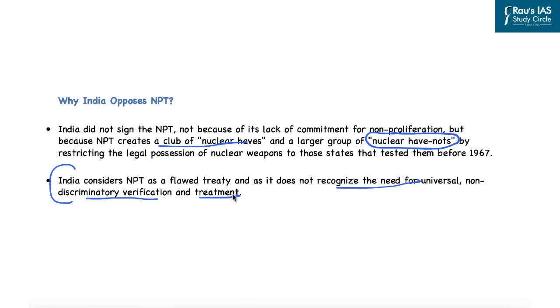Also, India is against the arbitrary date of 1st January 1967 that has been set up to delineate the nuclear weapon states under the NPT treaty. So these are the basic 3 points on which India opposes the NPT treaty, and that is why it has not acceded to the NPT treaty till date.